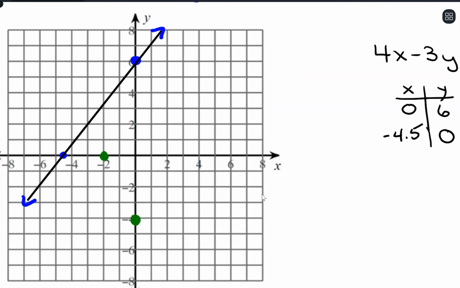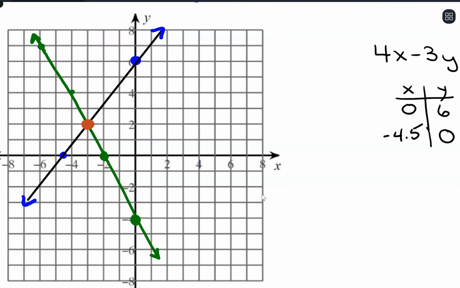Actually, this is a nice one where we can see a trend. So let's see, I went left 2, up 4. I'm going to go left 2, up 4, left 2, up 4, and follow that trend. All right. And this one's pretty nice. It ended up working out pretty well.